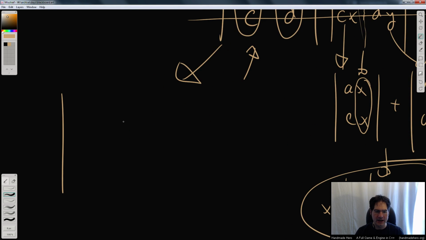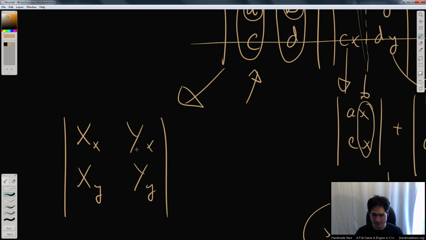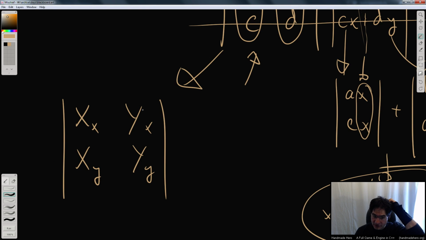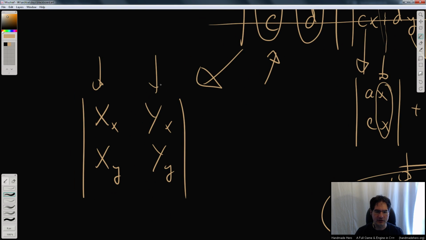All we would do is create the matrix that has our x-axis's x at the top, our x-axis's y at the bottom, our y-axis's x in the next column over, and our y-axis's y underneath. This is the fundamental transform for rotation and scaling for 2D. That's what it is, right? That's what that allows us to do. And so here's our x-axis, here's our y-axis, here's our matrix. Okay?